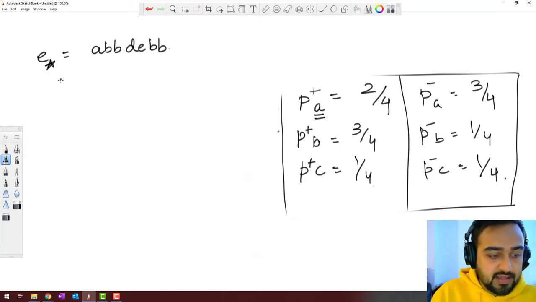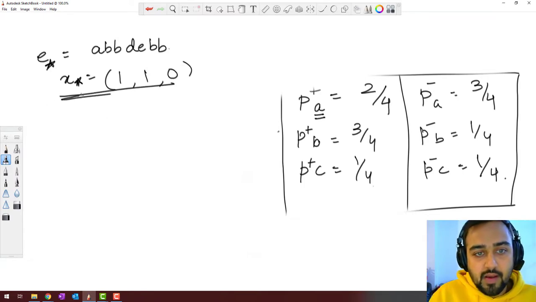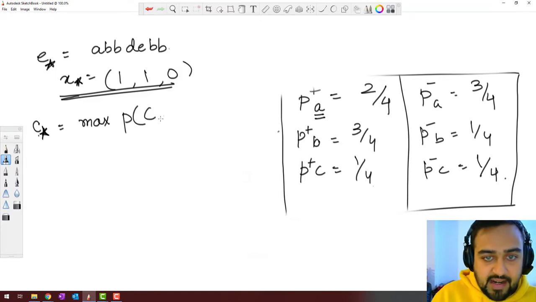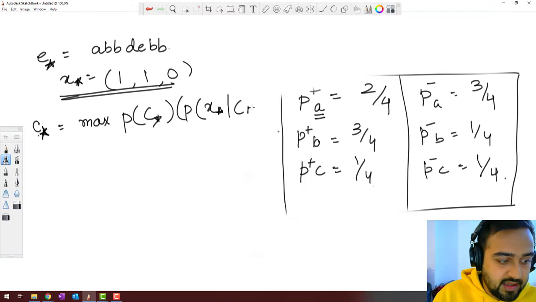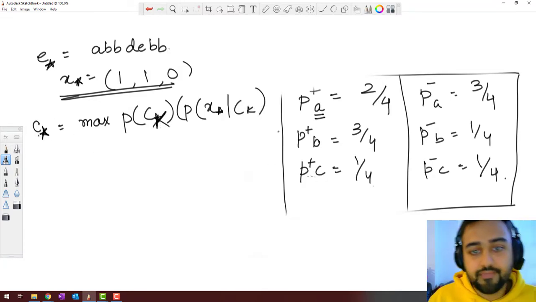Now, if you encode this, our X star would become: A is present, yes. B is present, yes. C is present, no. So our encoding becomes 110. Now, in order to find the correct class C star, we have to find the max probability of P of X star given CK, and this would be C star.